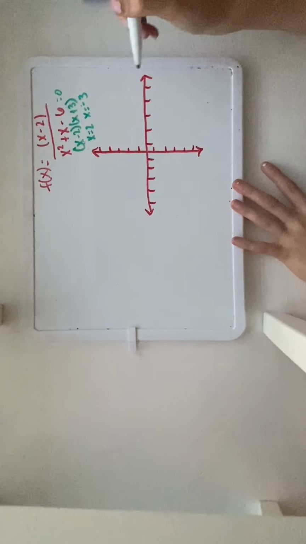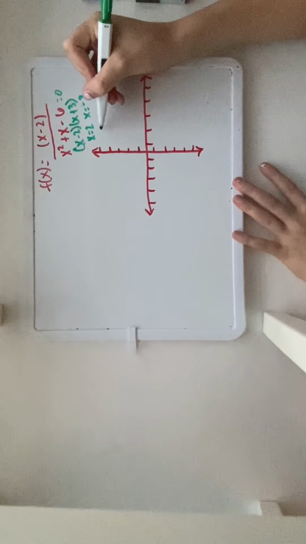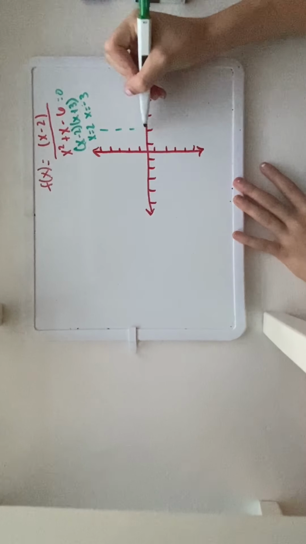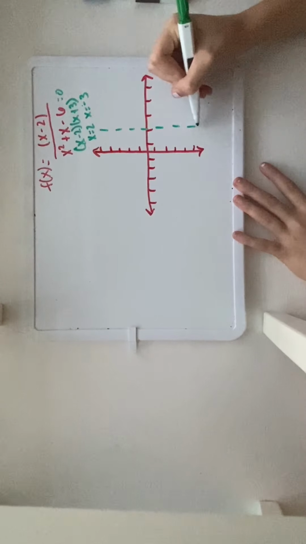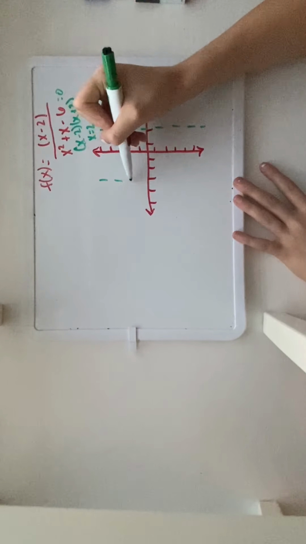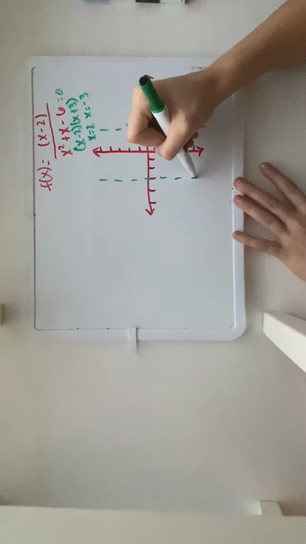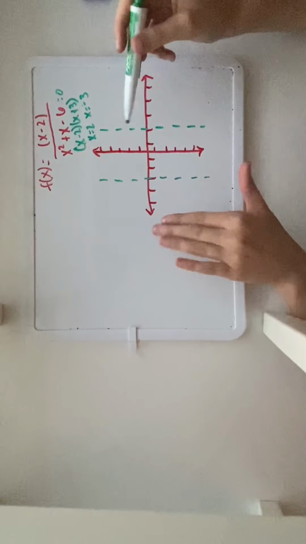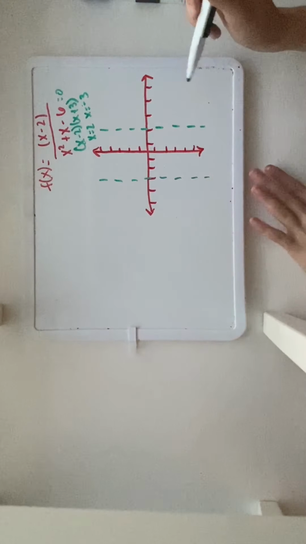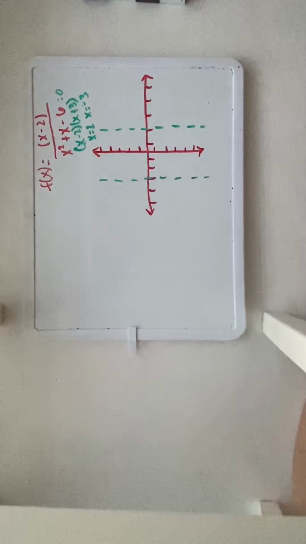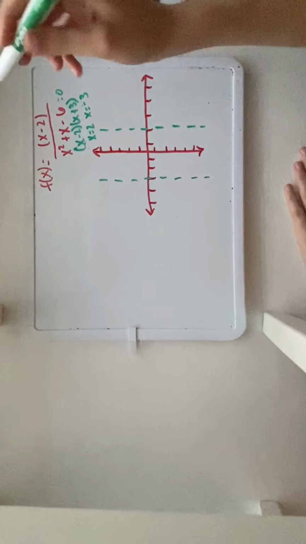So I'm going to go to my graph and do my dotted line over the 2 and over the -3. What this is telling us is that our graph will not go outside of these dotted lines. So the next step is finding the horizontal asymptote.